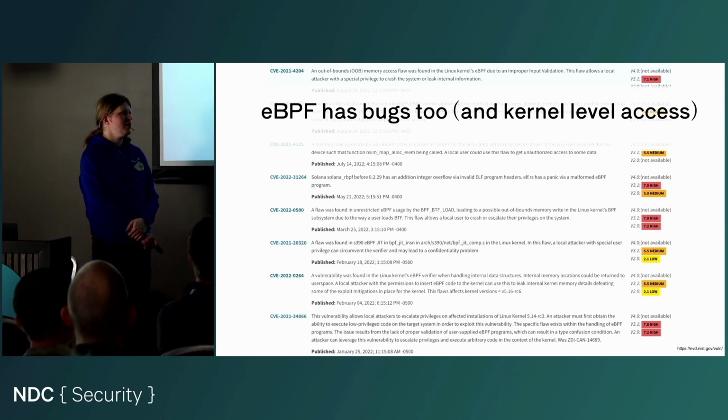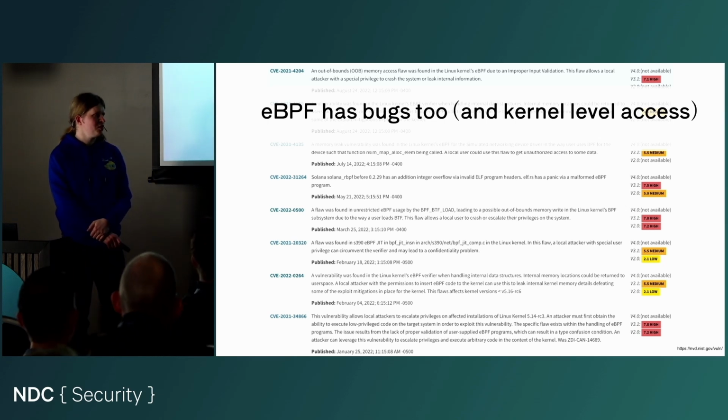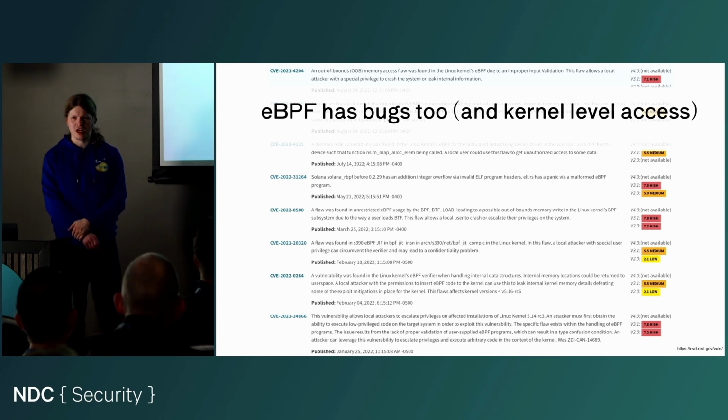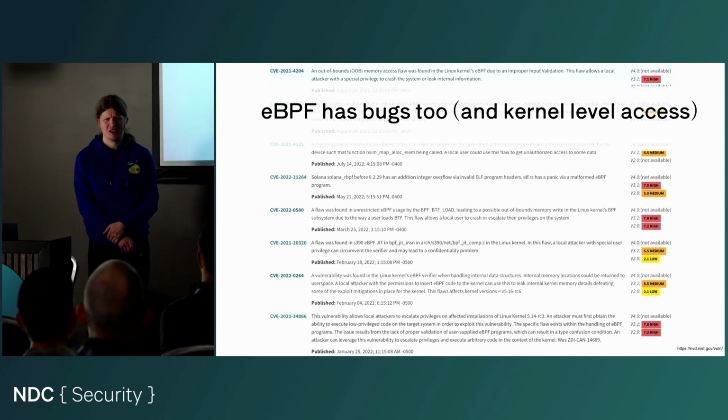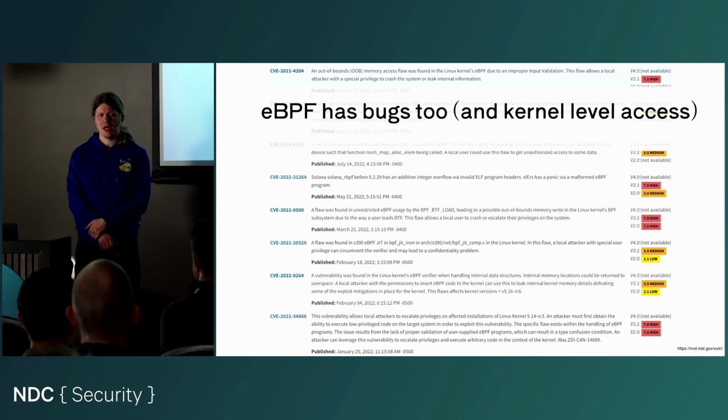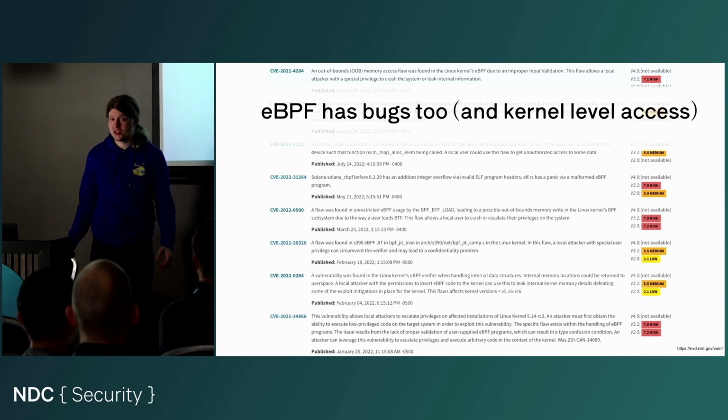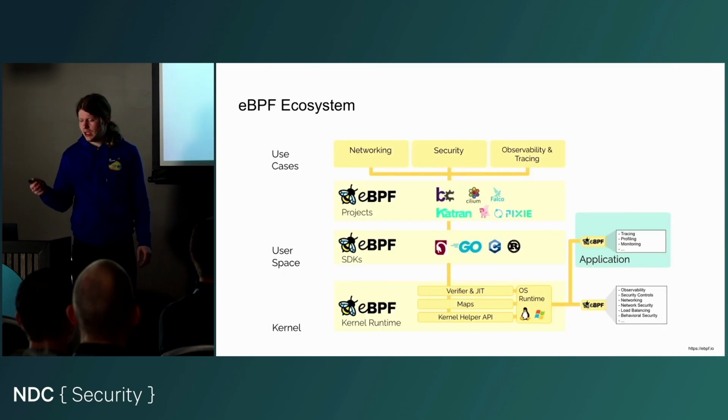Please don't download them from, I don't know, your random GitHub gist and run them on your production machine. That's not great. And even if you write them on your own, please also don't run them on your production machines. It's really easy to mess it up, and please test them, because eBPF has so much power and so many capabilities.